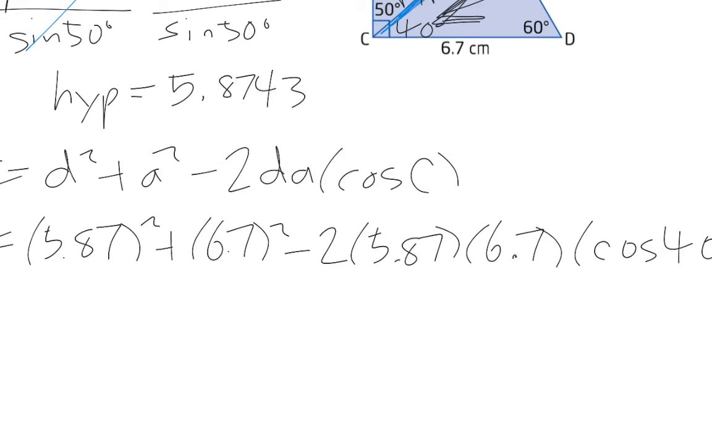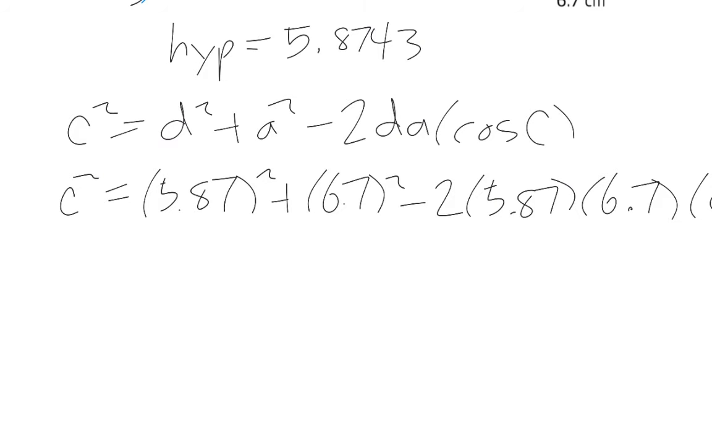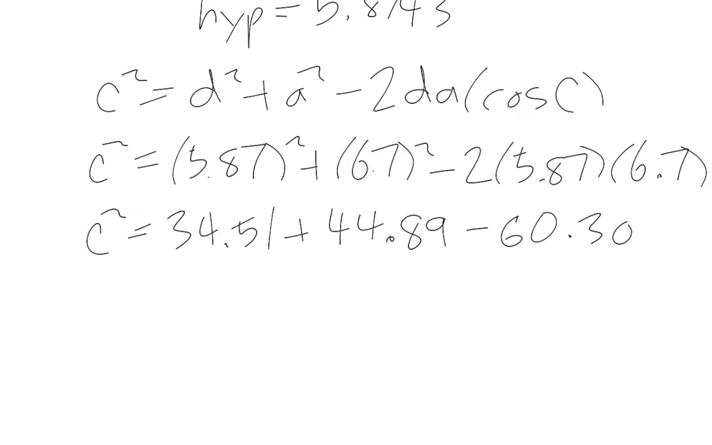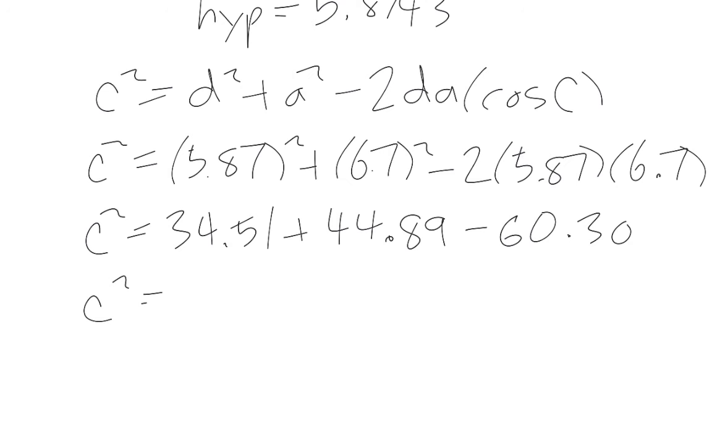Now, when you do these calculations, when you simplify these numbers, you have to be very careful that you are applying BEDMAS appropriately. Okay? So I'm going to first find the square of 5.87, which is roughly 34.51. And the square of 6.7 is approximately 44.89. Now I'm going to multiply all of these numbers together. So I'm going to multiply -2, 5.87, 6.7, and the cosine of 40 degrees together at once. And you're going to get approximately 60.30.